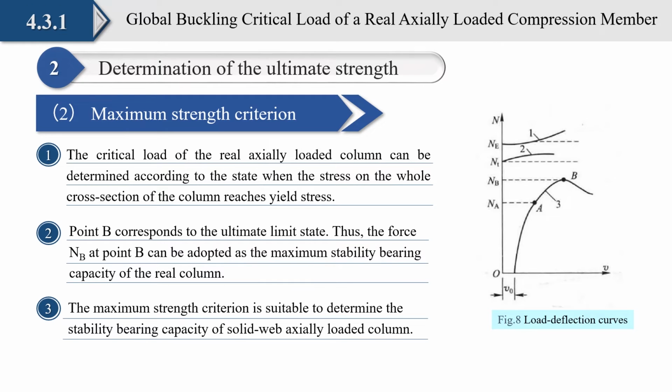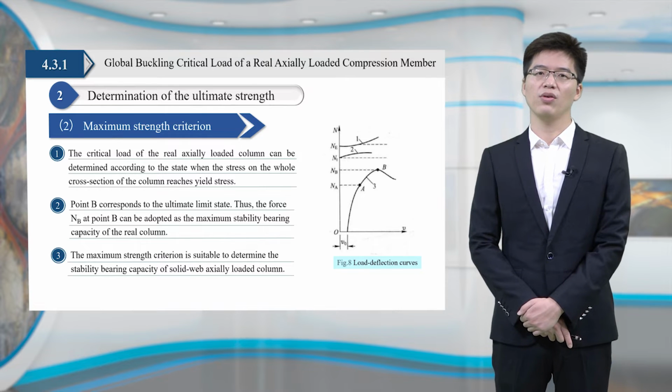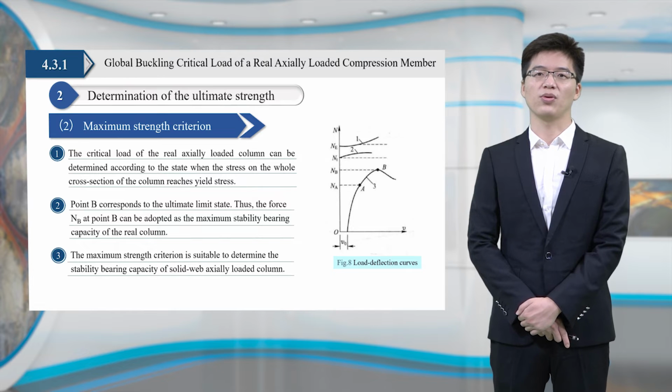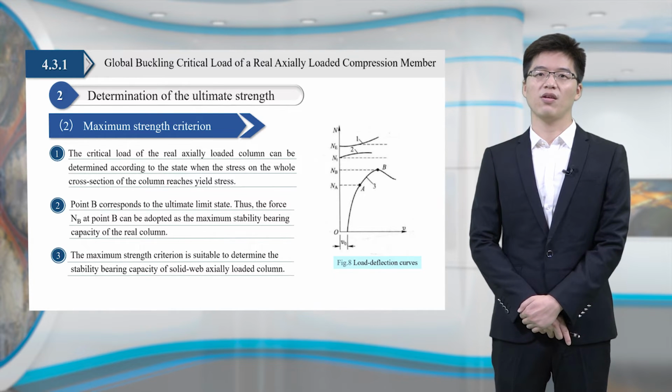Next, let's go on to learn the concept and the principle of the maximum strength criterion. In the maximum strength criterion, the ultimate limit state of the axially loaded column is defined as the instant when the column reaches its maximum bearing capacity. In such a state, all the stress on the cross-section at the midspan of the column reaches the material's yield strength.